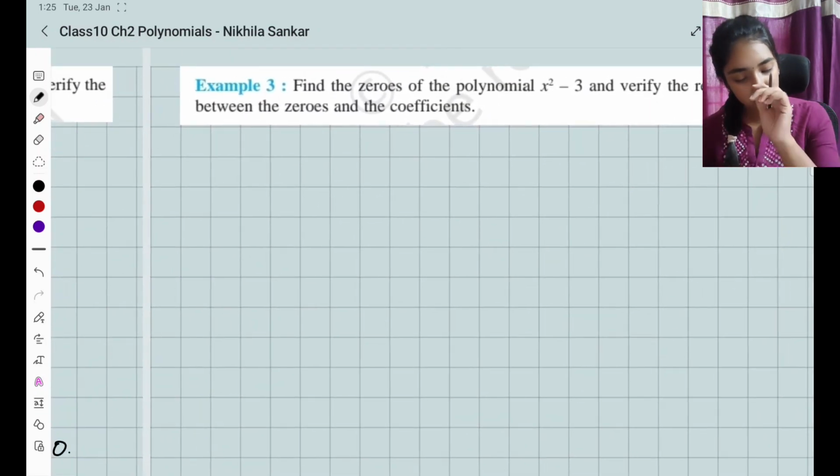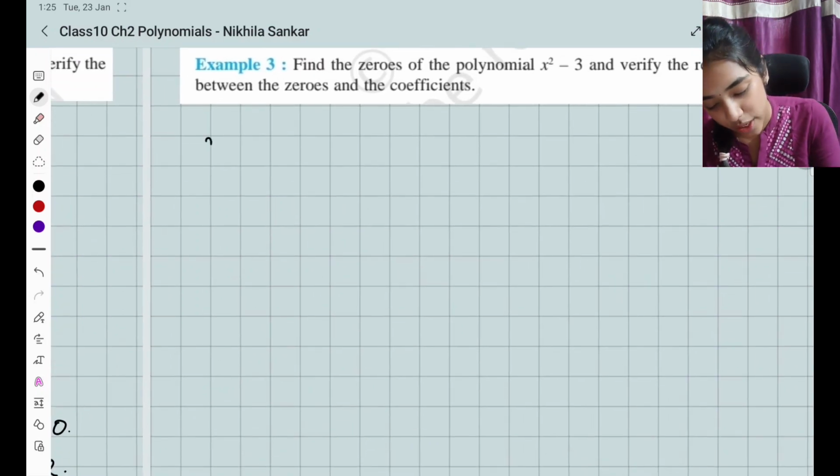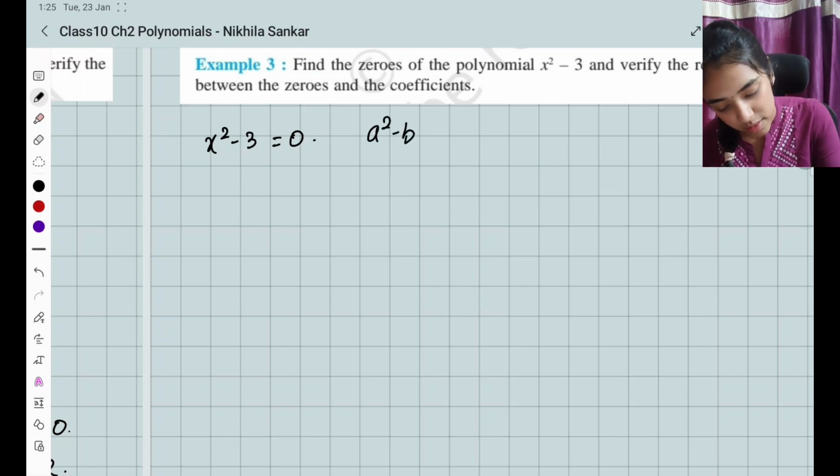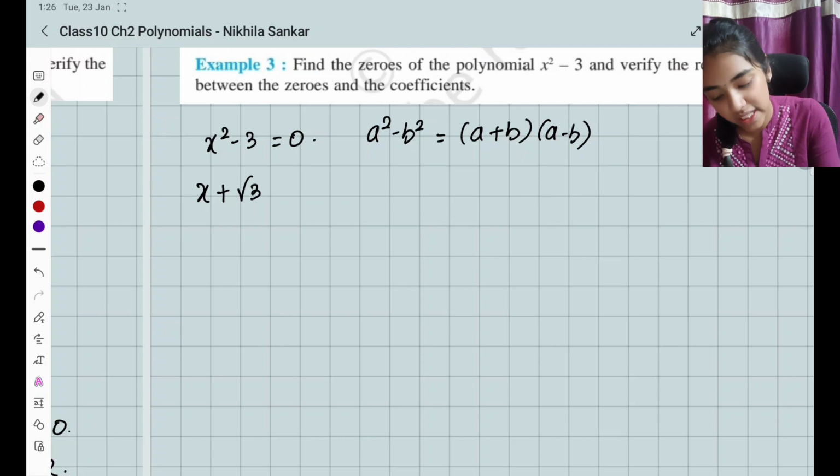Find the zeros of the polynomial and verify the relationship between the zeros and the coefficient. Okay, so you have x square minus 3. You have to equate this to 0. Okay, so how can we write this? This is of the form a square minus b square. You can write this as a plus b into a minus b. Can we write it like this? So this is going to be x plus root 3. 3 can also be written as b square, and it is going to be root 3 the whole square. Correct? So you can write this as a plus b into a minus b equals 0.